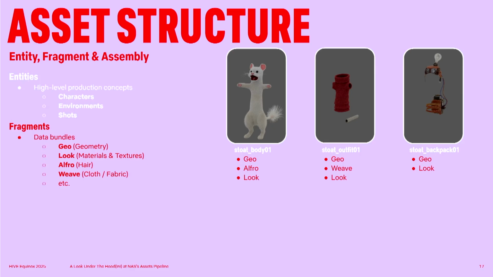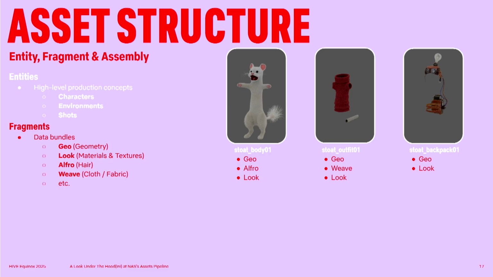These entities consist of data bundles of various contributions that make up the asset. We call these data bundles fragments. The body, for example, will consist of a mesh and some fur and fuzz groomed in our grooming system, Alfro, and a look contribution. You can see the pink on the hands and the ears and the red tongue. That's material assignments. The outfit will similarly be made out of geometry and material assignments, but rather than having an Alfro contribution like the body, it is made out of fabric curves from our cloth generation system, Weave.